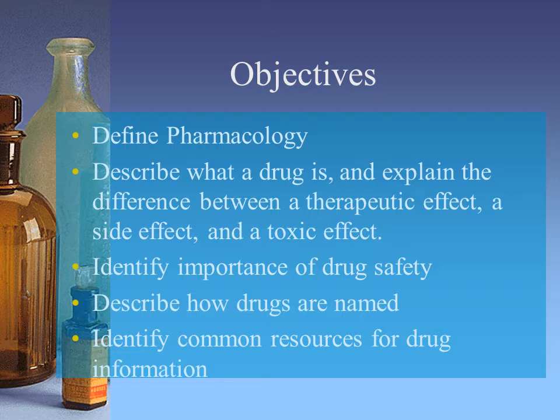The objectives for this unit are: define pharmacology, describe what a drug is and explain the difference between a therapeutic effect, a side effect, and a toxic effect, identify the importance of drug safety, describe how drugs are named, and identify common resources for drug information.